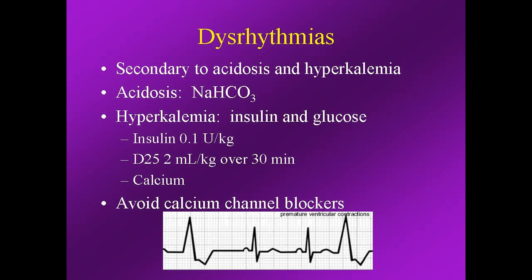Dysrhythmias, if present, are usually secondary to acidosis and hyperkalemia. Therefore, the acidosis should be treated with the administration of sodium bicarbonate, and standard measures for the treatment of hyperkalemia should be initiated, which include insulin, glucose, and calcium. Calcium channel blockers should be avoided as they may adversely interact with the dantrolene.